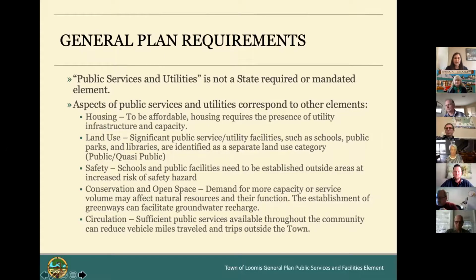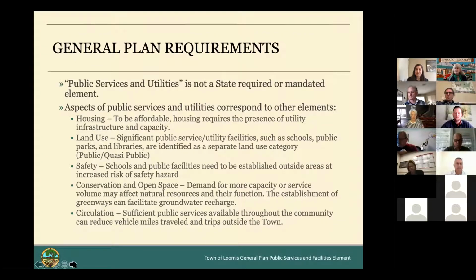In terms of conservation and open space, the demand for more capacity or expanded service can affect natural resources depending on where they're located. So we want to make sure that we are covering that in some way. And then the establishment of greenways can facilitate groundwater recharge. And that's another item to consider when we're looking at how many residents are on wells and their own systems.